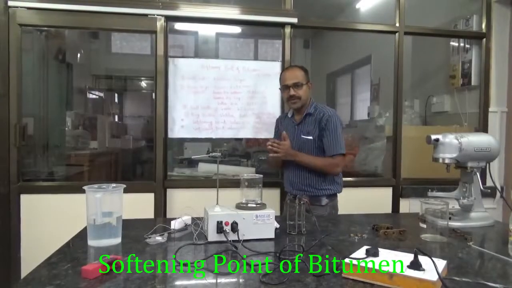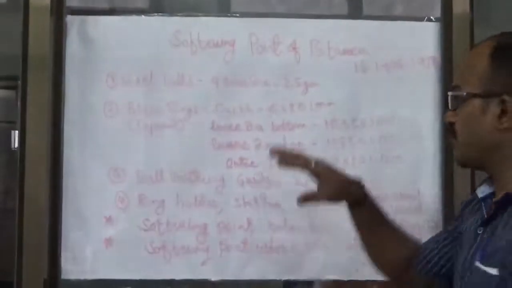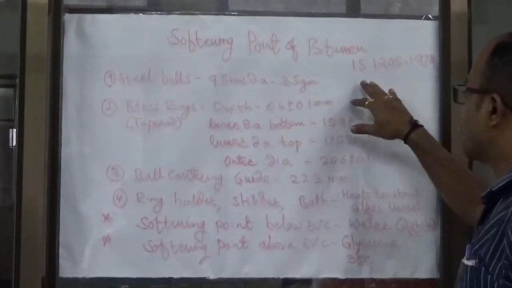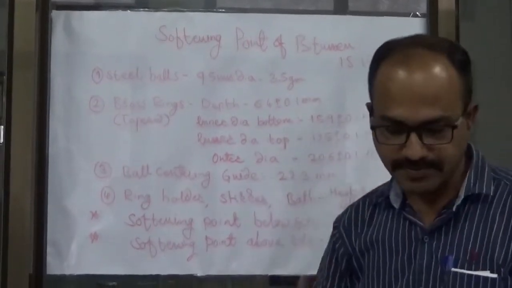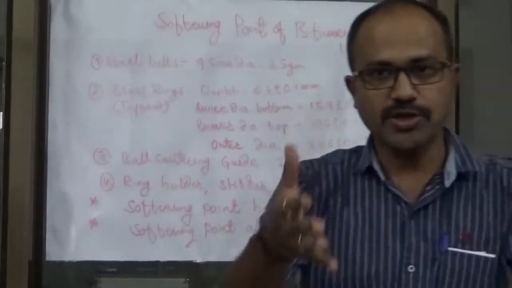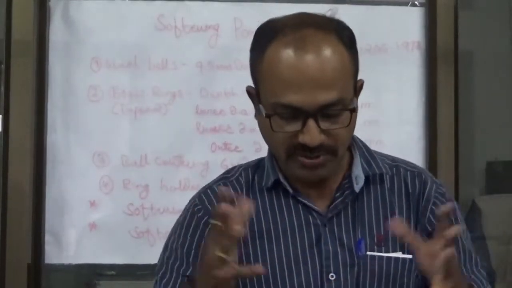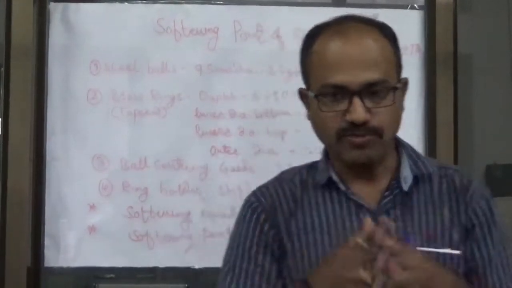So today we are going to perform our next practical, that is the softening point of the bitumen. For performing the softening point of the bitumen, you can refer to this code, that is IS 1205-1978. Before moving ahead with the actual procedure, let us understand what is meant by the softening point.